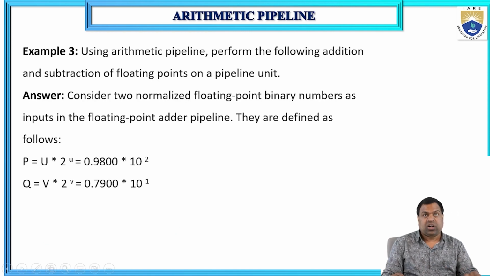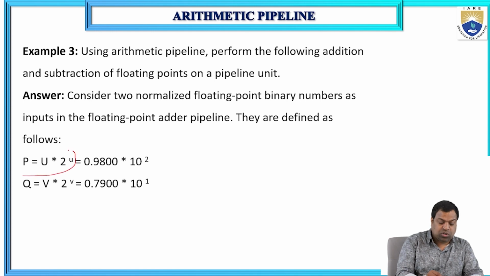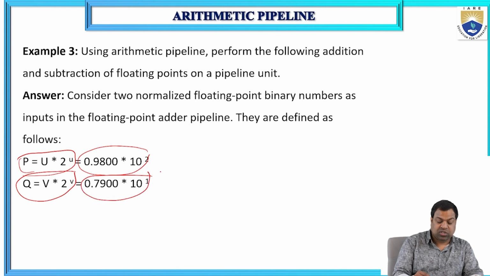Example 3. Using arithmetic pipeline, perform the following addition and subtraction of floating points on a pipeline unit. Consider two normalized floating point binary numbers as inputs in the floating point adder pipeline. They are defined as p equal to u into 2 power u and q equal to v into 2 power v. It is one example. So we have to take two variables. And what is the value of p? 0.9800 into 10 square. Here 0.7900 into 10 power 1.